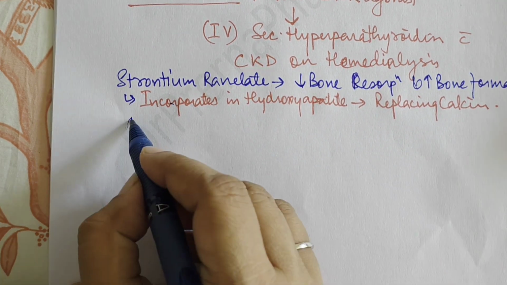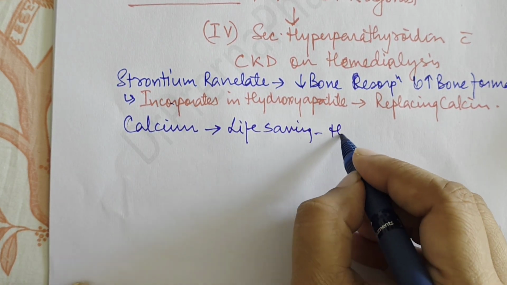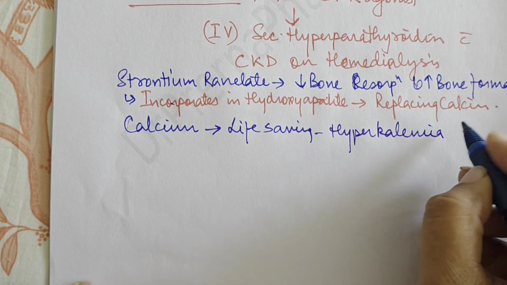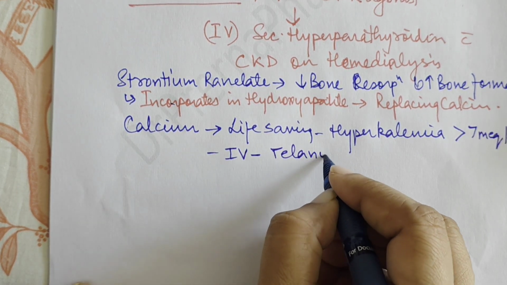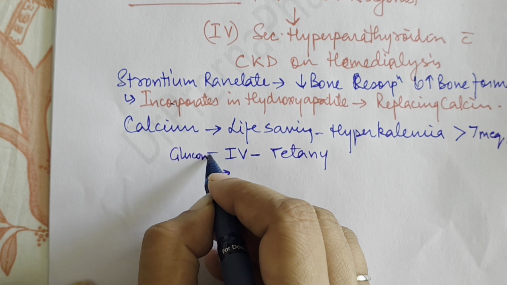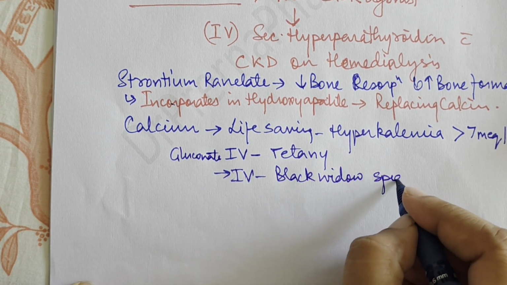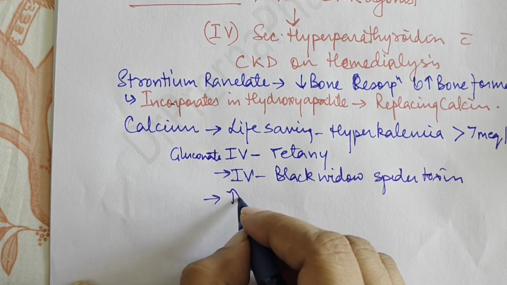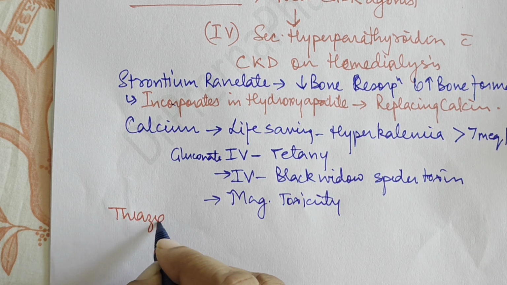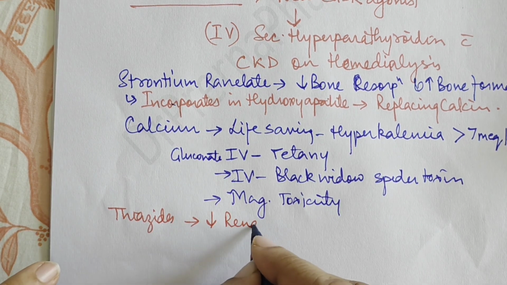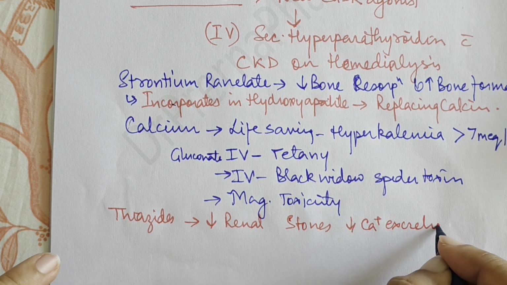Then the last drug in this category we just need to discuss: calcium is life-saving in very severe hyperkalemia, when the potassium is more than 7 milliequivalent per liter. It is used IV in tetany. Calcium gluconate is given here. Then calcium IV is given in black widow spider toxin, also given in magnesium toxicity, right? Then thiazides are given to reduce the renal stones, as they reduce the calcium excretion.